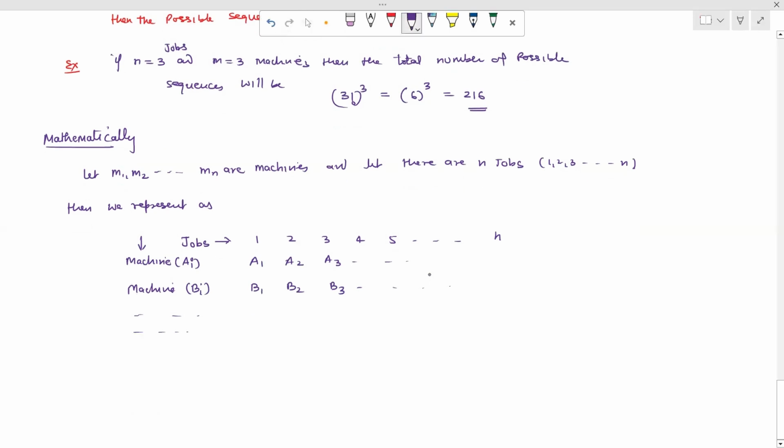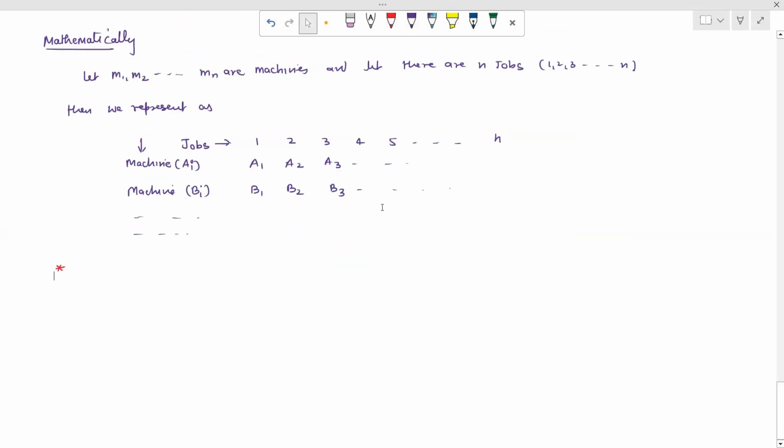Now we start the first topic. We consider two machines and n jobs.